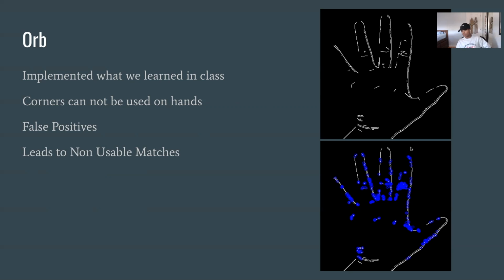So it'll lead to false positives, and it'll lead to the computer thinking something is a hand when it really isn't. So instead of thinking that my hand is a hand, it'll think like my door is a hand, which really didn't work. And it just gave a whole bunch of unusable matches. And we couldn't track where a hand was using orb detection.